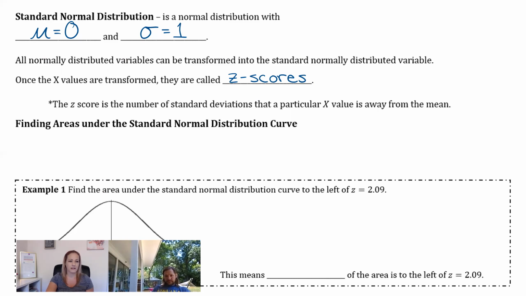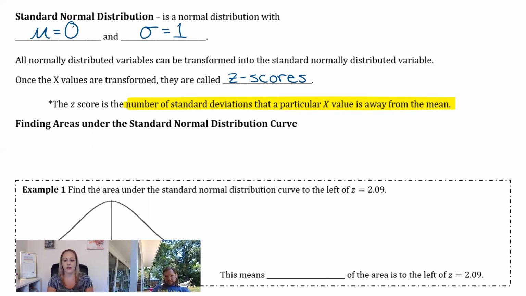If you remember back to when we briefly talked about z-scores, what they tell you is the number of standard deviations that a particular x value is away from the mean. So once you take your x value and you transform it into a z value or a z-score, that's going to tell you how many standard deviations away from the mean that x value is. Now, what we're going to focus on today first is finding the area underneath the standard normal distribution curve.